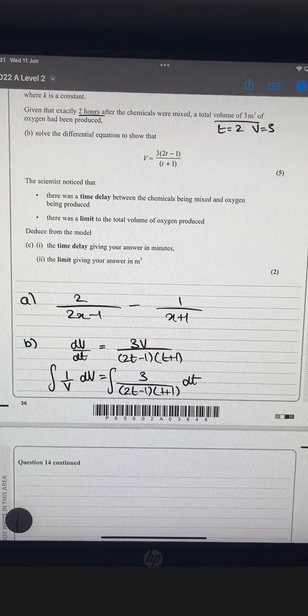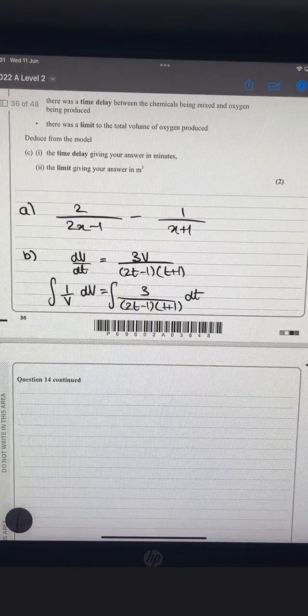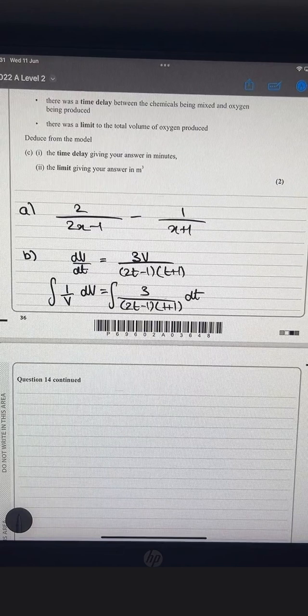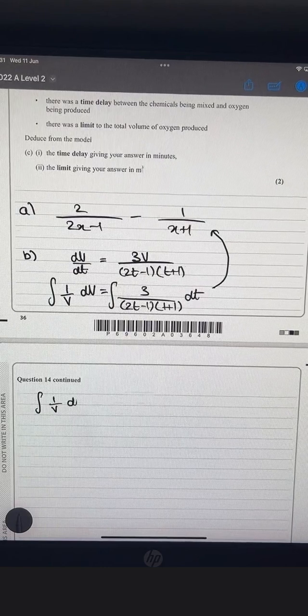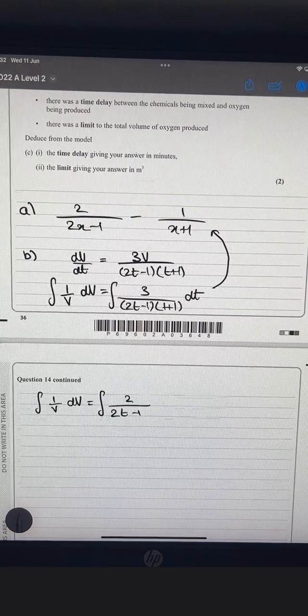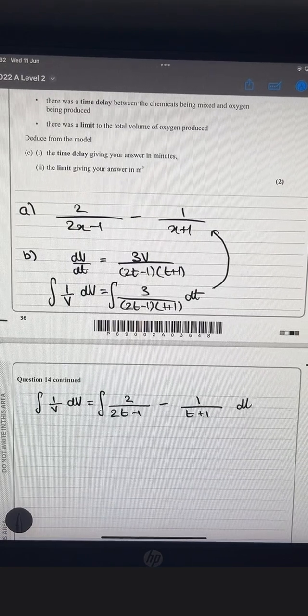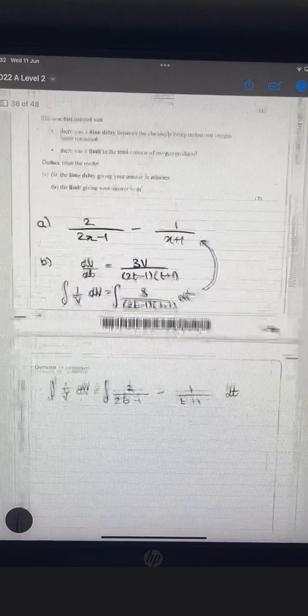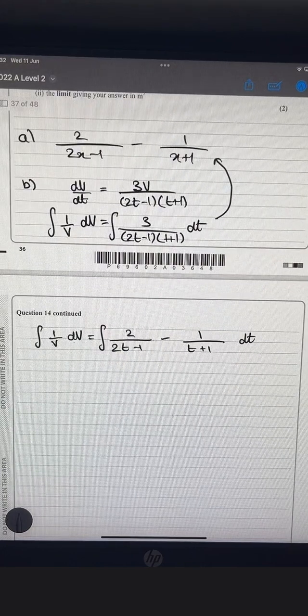All right, so now if I integrate, well, first I'm going to tidy this up and write this in terms of partial fractions up here, right? So the integral of 1 over v dv is equal to integrating 2 over 2t minus 1 minus 1 over t plus 1 with respect to t. Okay, so all I have to do is integrate these. So I'm going to use natural logs, right? So we should know that this is equal to ln v, and that is equal to, so this.